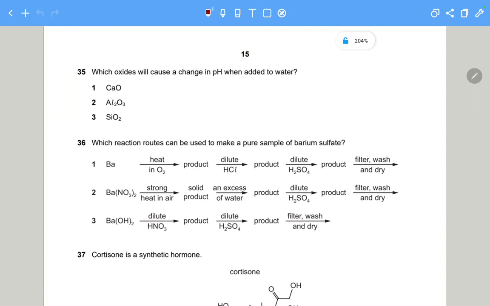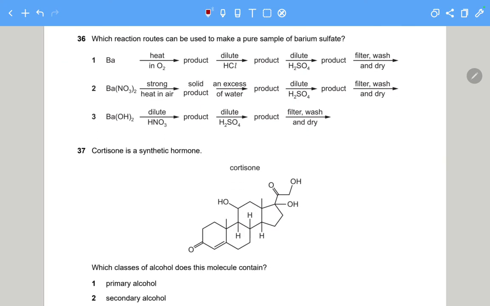Question number 35. Which oxides will cause a change in pH when added to water? Calcium oxide, yes, because it will form calcium hydroxide and that's alkaline, so the pH will increase. Al2O3, no, because it will not dissolve in water in the first place. And SiO2, again, no, because it won't dissolve in water. So the answer will be D.